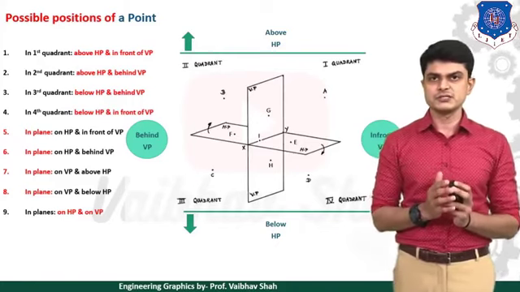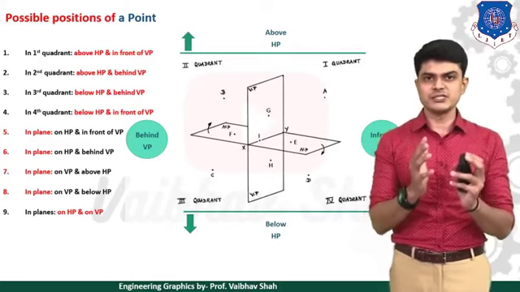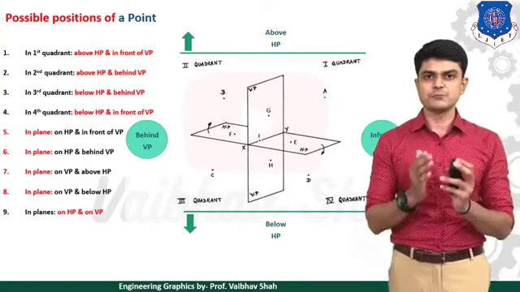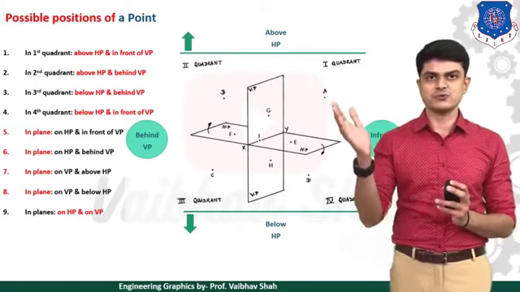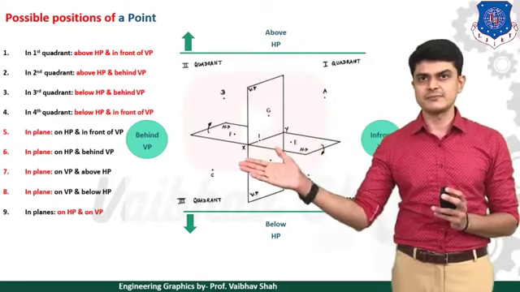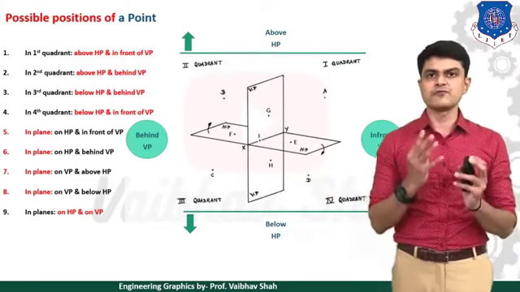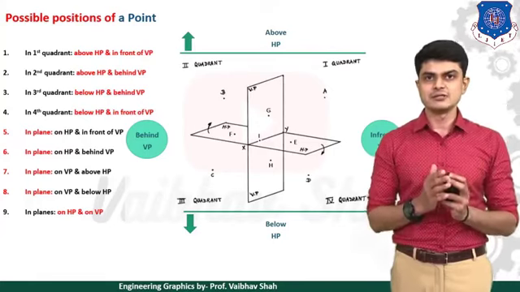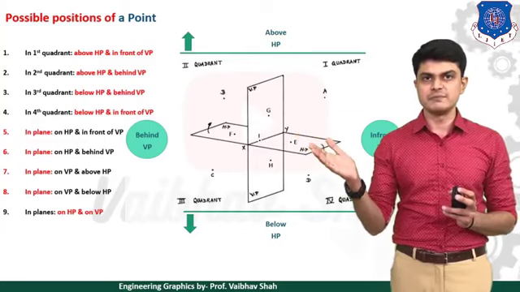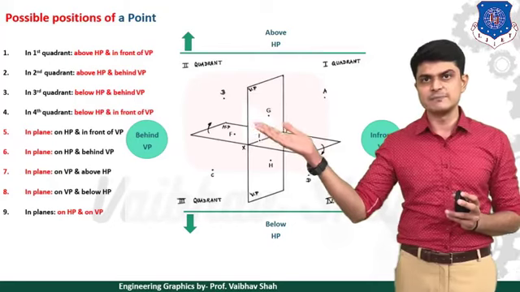So the first 4 positions are the positions in the 4 quadrants. Let us start with the first position. Point A is in the first quadrant, point B in the second quadrant, point C in the third quadrant, point D in the fourth quadrant. Then we will have another 4 positions in the planes themselves, starting with point E, which is in HP and in front of VP, and F, which is in HP itself but behind VP.